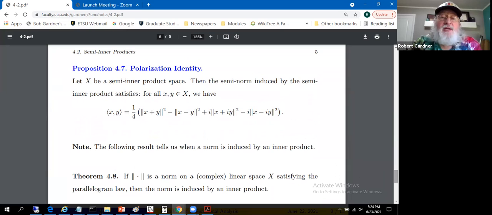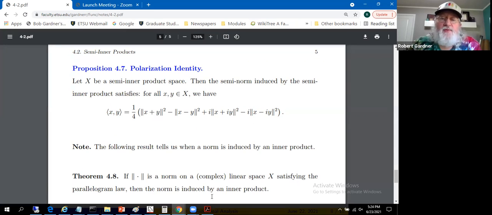So it's easy to express norms in terms of inner products, and it turns out you can reverse that procedure and express the inner product of x with y in terms of a bunch of norms. Let X be a semi-inner product space, then the semi-norm induced by the semi-inner product satisfies the following conditions. The inner product of x with y is 1/4 this sum and difference of semi-norms squared. And we've picked up some i's along the way, it looks like.